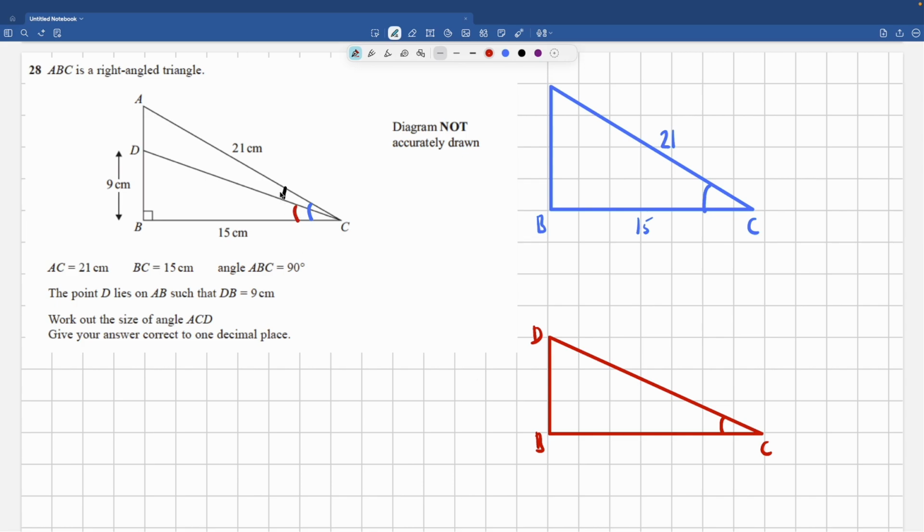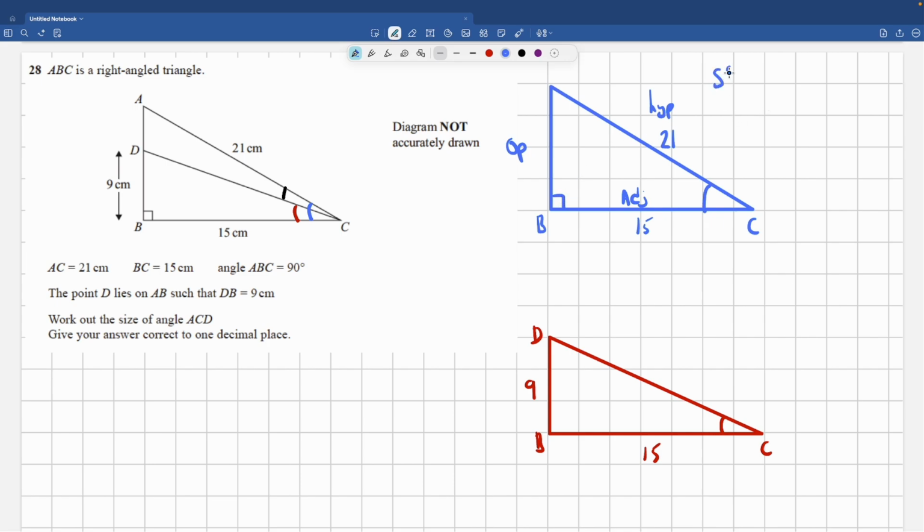So the black angle, the one that we need to find, will be the difference between the blue angle, this one, and the red angle, this one. By labeling these sides, we've got 15 and 9. So if we go back to the blue triangle, we need to label our sides. So we've got the opposite, the hypotenuse, and the adjacent. We know this is the opposite because it's opposite the angle, and the hypotenuse is always opposite the right angle.